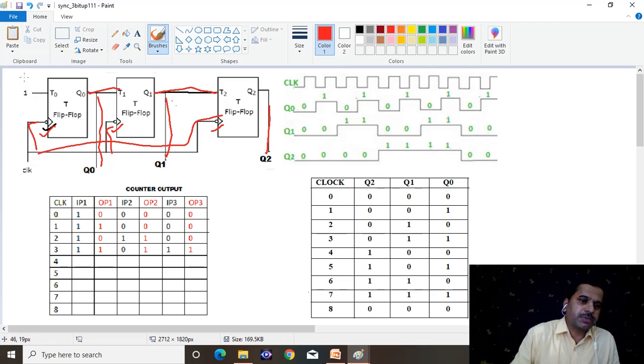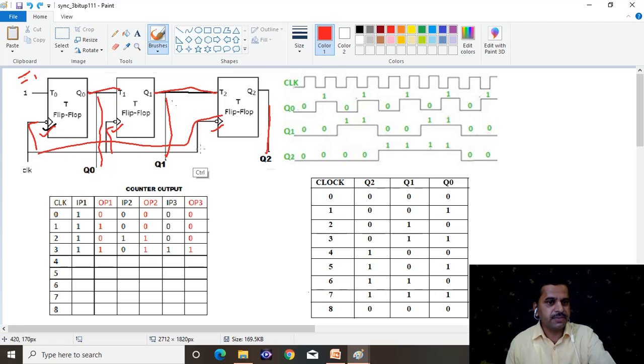The first flip-flop input must always be tied to high. It becomes always high here. That you can see. Then how does it work? We have to see.